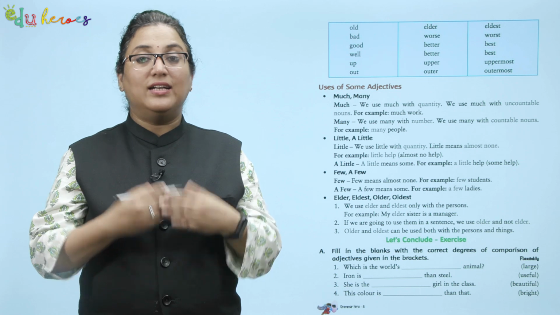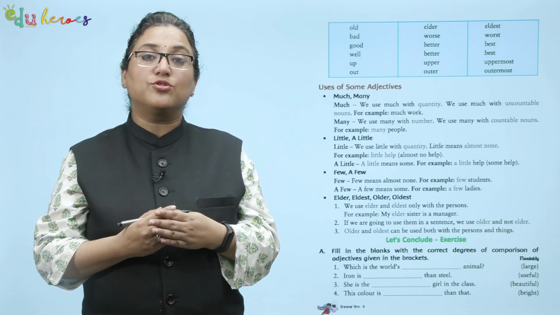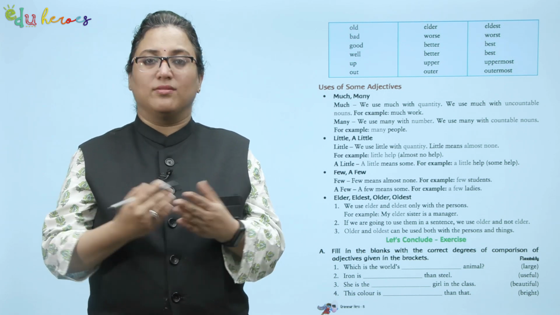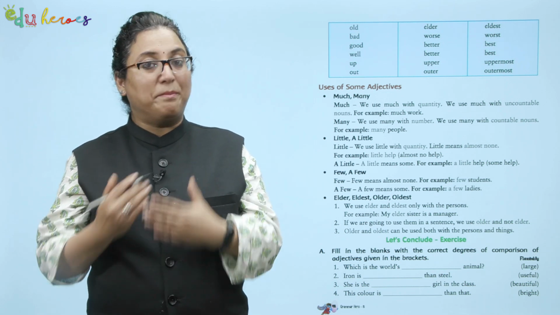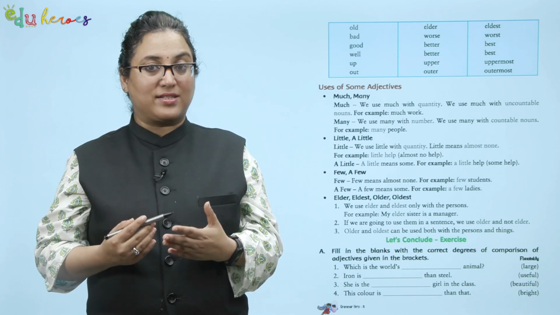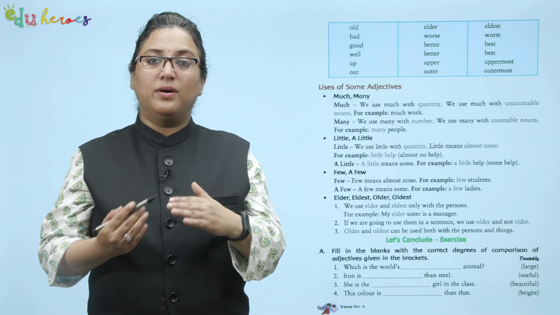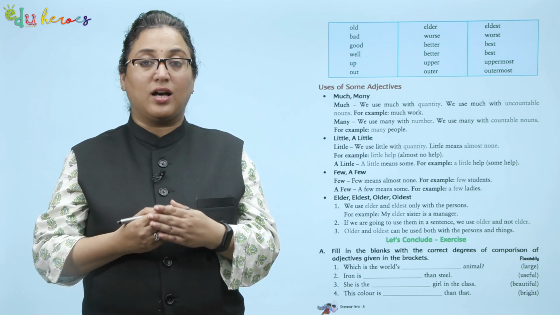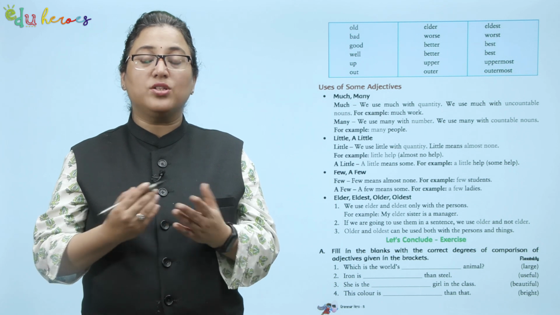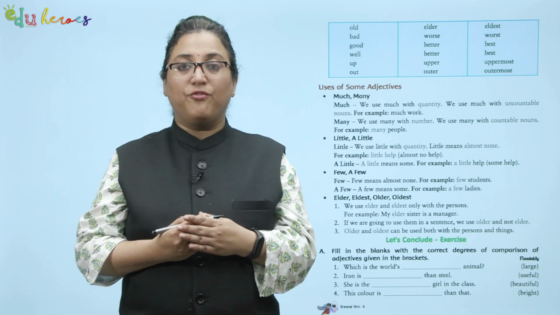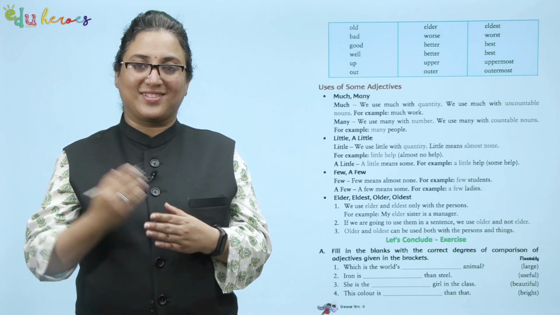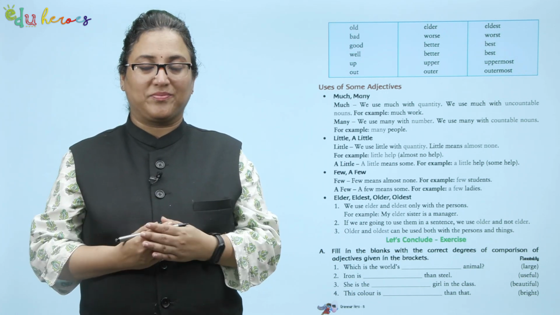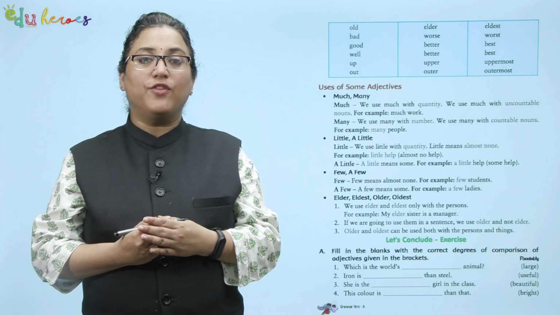Old, elder, eldest. This is used when you are referring to the age. Bad, worse, worst as in the condition. Good, better, best. Well, better, best. Up, upper, uppermost. Now here we have ER in comparative as in upper, but then again the rule is broken because in the superlative form we have written uppermost. Similarly, out, outer, outermost. Let's study uses of some adjectives.